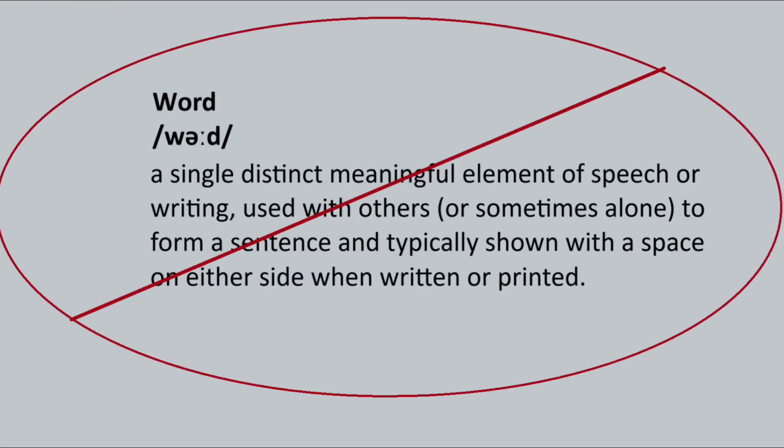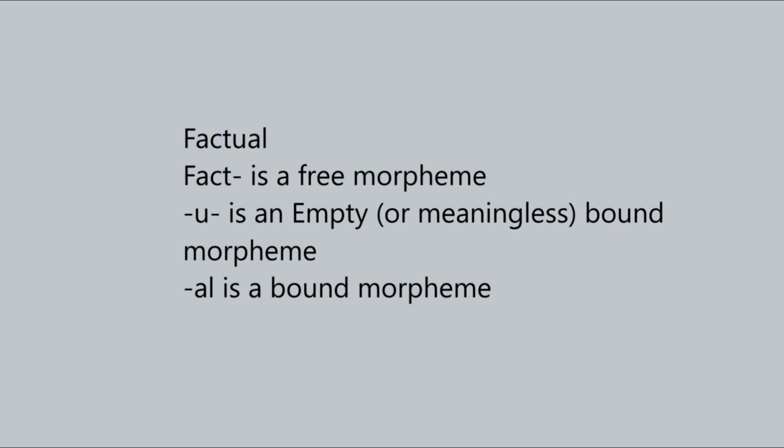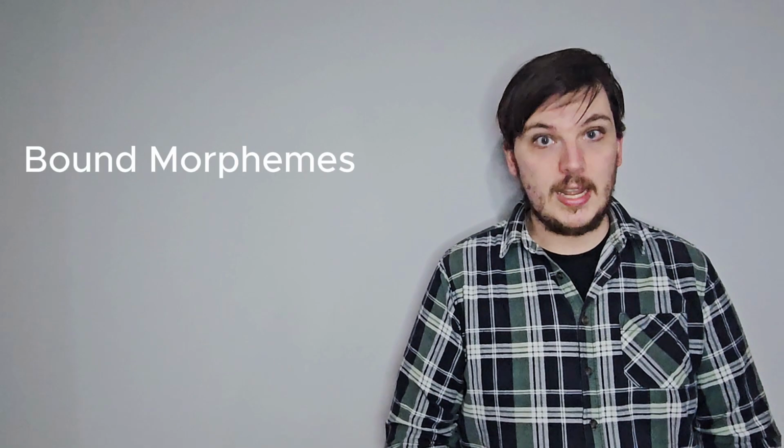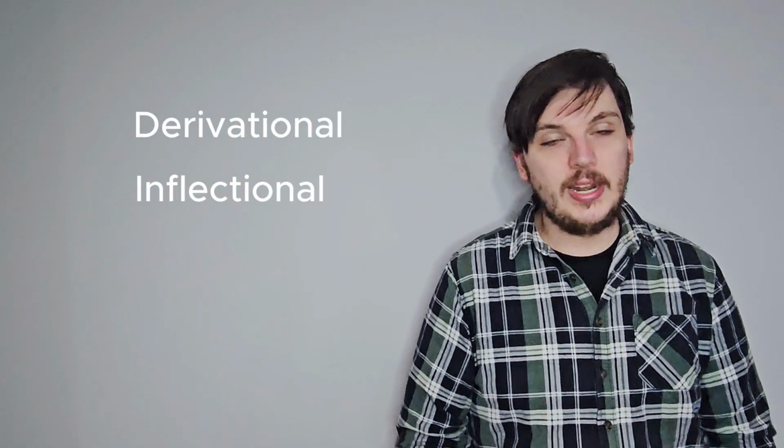Bound morphemes generally are not words on their own. There are, of course, exceptions to this. Words like bio in biology kind of are accepted as their own words as well, but not all words. And in fact, the majority of bound morphemes are not words in and of themselves. From bound morphemes, we get another two categories: derivational and inflectional. But before we get there, we need to do affixes.